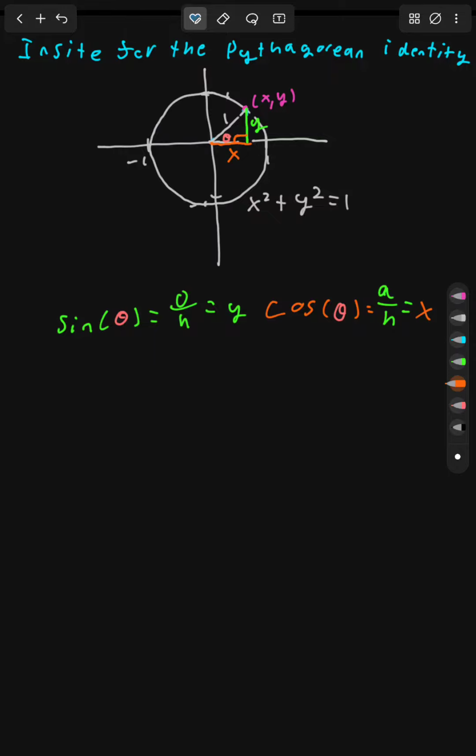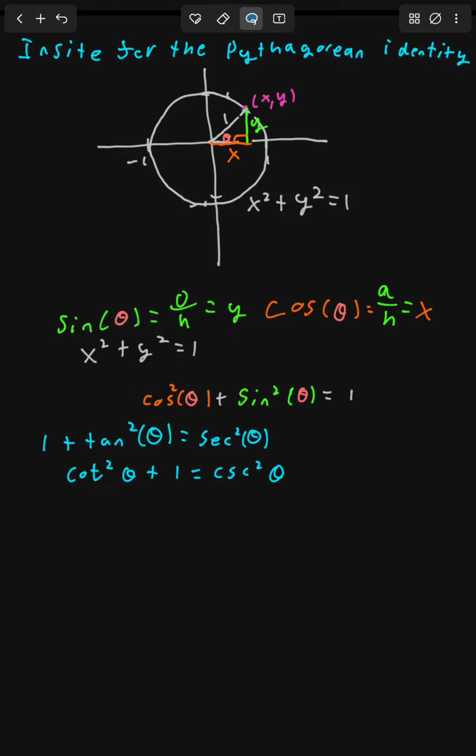This then allows us to plug into the identity, which is x squared plus y squared is equal to 1. Plugging in sine of theta for y, and then cosine of theta for x, we should get cosine squared of theta plus sine squared of theta is equal to 1. I just kind of mixed up the order. Then we can choose to divide this by sine squared or cosine squared to derive the following formulas.